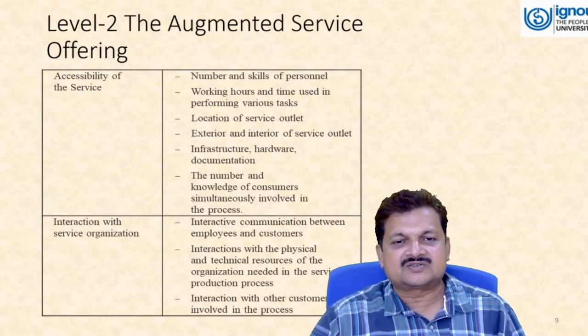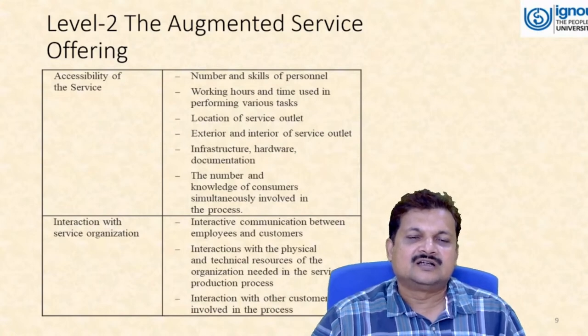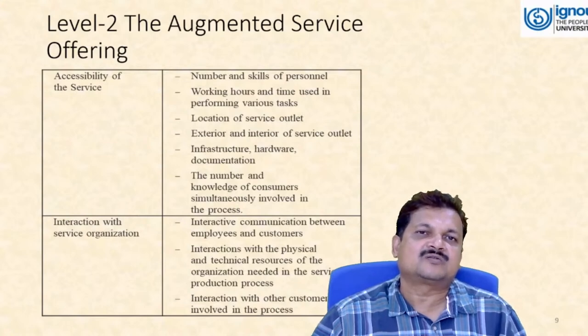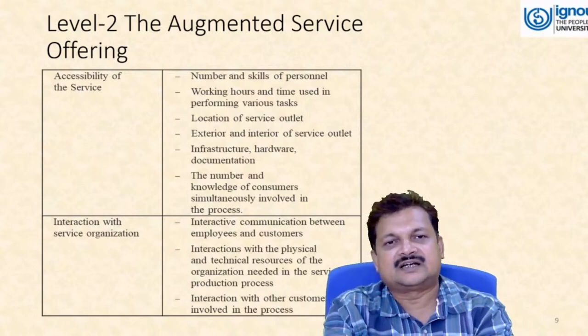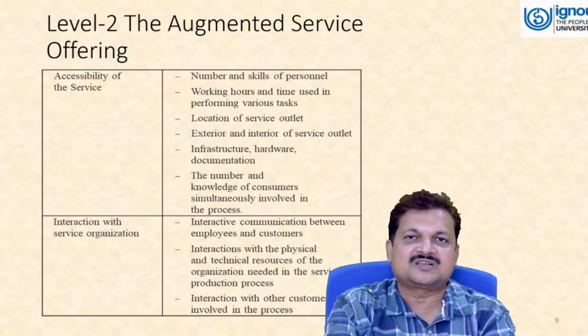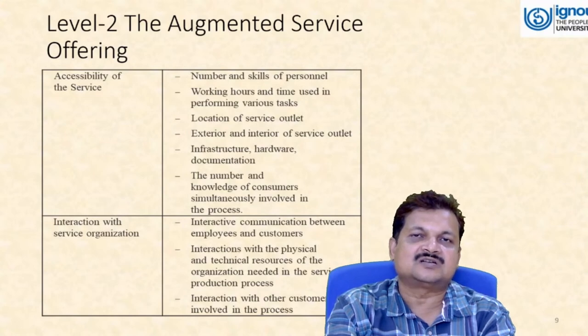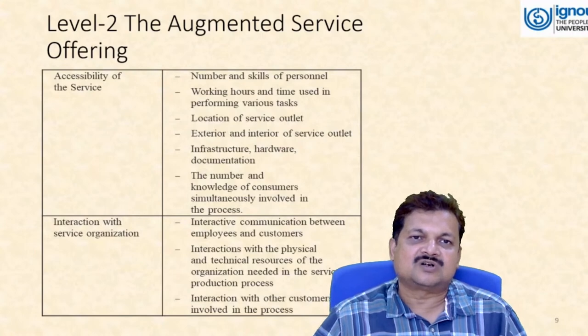Interactions with the physical and technical resources of the organization needed for the service production process. If it is technology based, like when you have gone for a vehicle alignment, you require a computerized alignment system. If your computer is not operating, with continuous failures, you must be unhappy about how much time is being consumed for a simple work. Similarly, if you are going for medical services and the machines are not working right, or wrong results are coming, you are also unhappy. So when technical resources are required, they must be result oriented and the results must also be right.